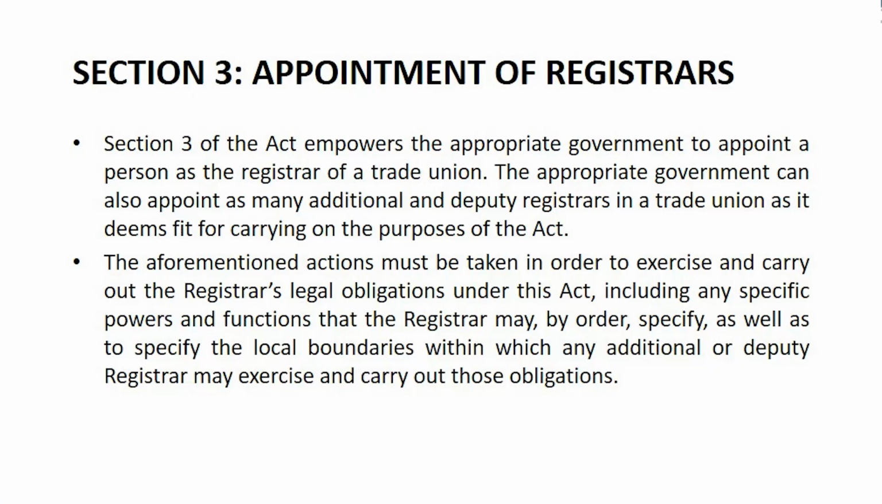So, when we are talking about the role of the registrar for the trade union, under section 3 of the Act, the registrar is appointed by the appropriate government for trade unions, and the appropriate government can also appoint as many additional and deputy registrars as it deems fit for carrying out the purposes of this Act. So there can be one registrar, there can be many registrars, we can have additional registrars, and we can have deputy registrars.